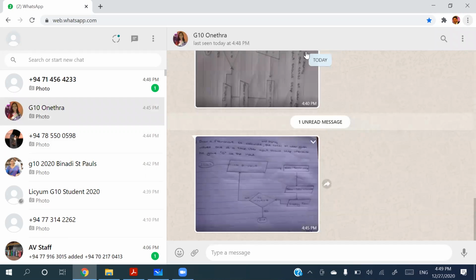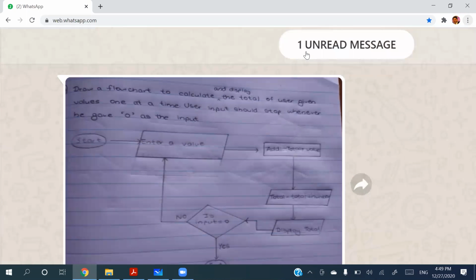Correction එක කරගන්න දුව. Onetra, let me see yours. Yeah, Onetra, your process which you have run like add equals total plus value, that is going to be total equals total plus value, and the next, what you have drawn in the parallelogram is not needed. දැන් දුවගේ වෙන්නේ value එකක් ගන්නවා, then ඒක add කරනවා current total එකට, then it becomes the new total, then බලනවා input කරපු number එක 0ද කියලා.